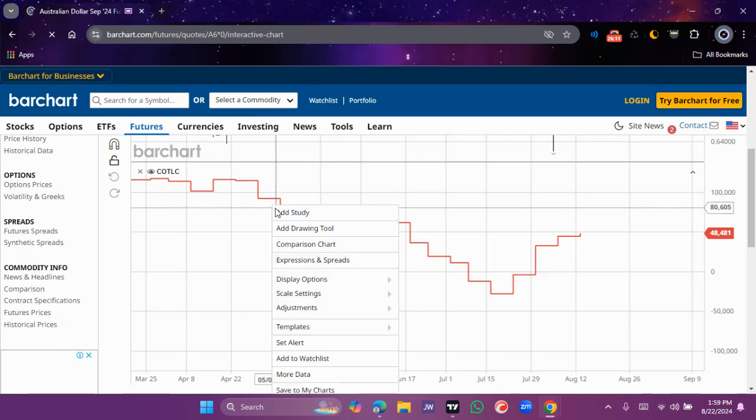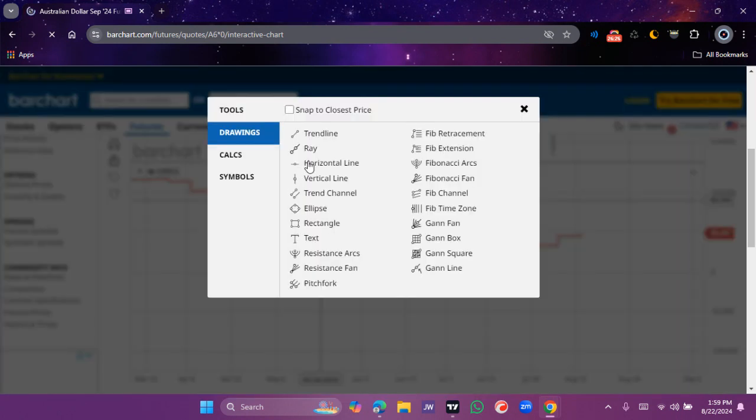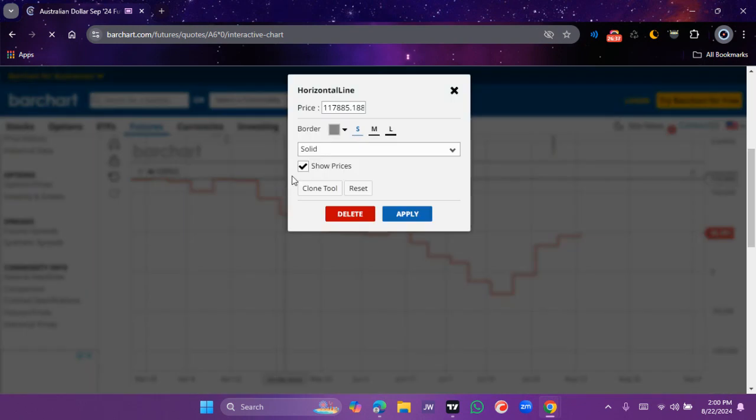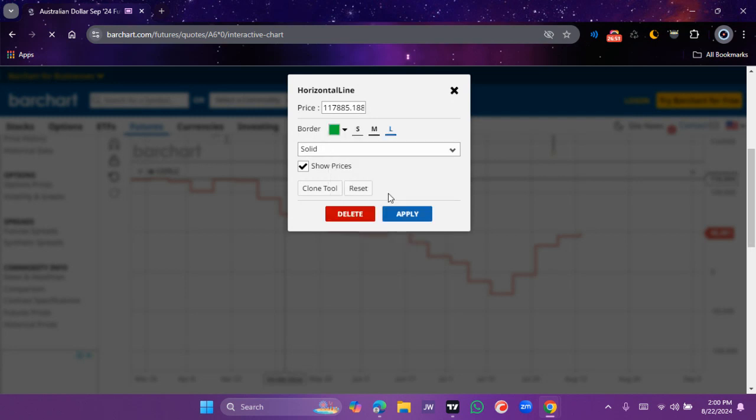So what you do is simple. You add a drawing tool. You just click on it, and then right click on it, and then you'll get this. Everybody knows how to use these tools, and I think I'm teaching people who like to trade. So what you do here is plot the first line, you make it bold, then you use bright colors. Let's use green, and then we apply it.